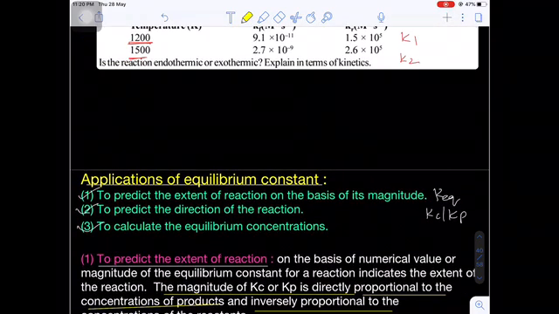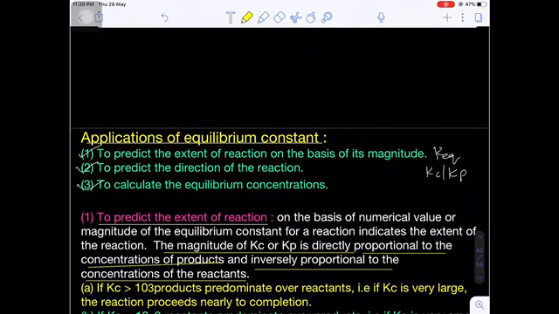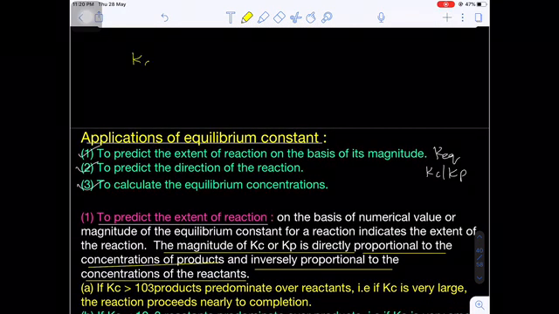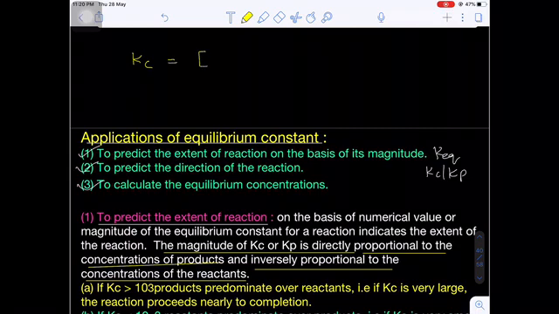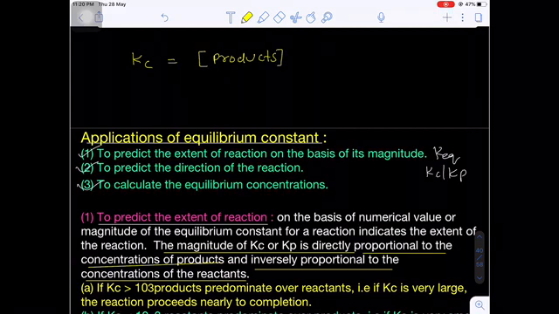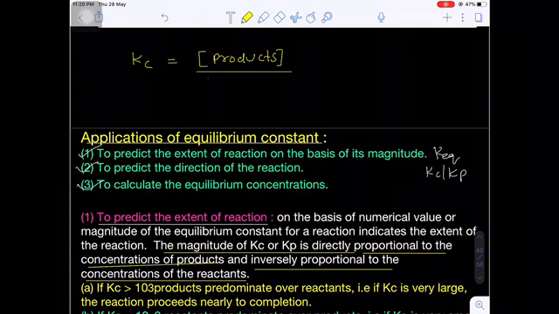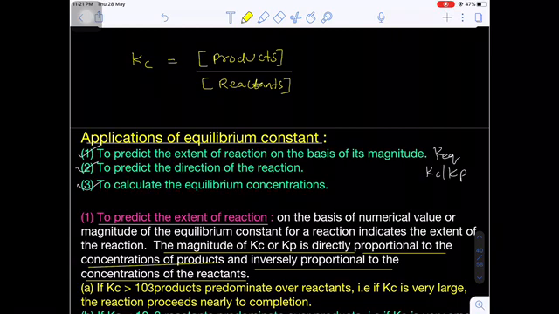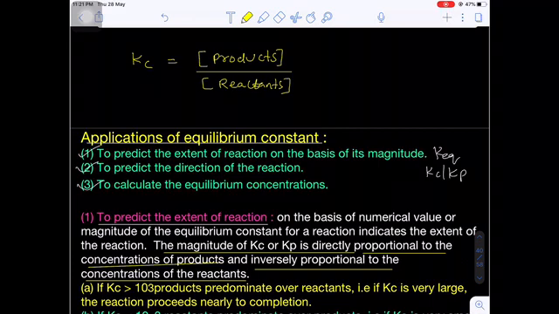Why? Because we know the formula of Kc or Kp. Generally I am writing the Kc expression. Kc is equal to concentration of the products divided by concentration of the reactants. If the Kc value increases, that means the numerator should increase compared to the denominator. In the numerator, products are there. So if the concentration of products increases, indirectly the Kc value increases.